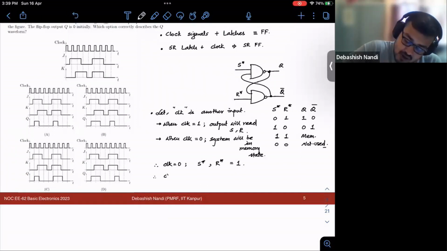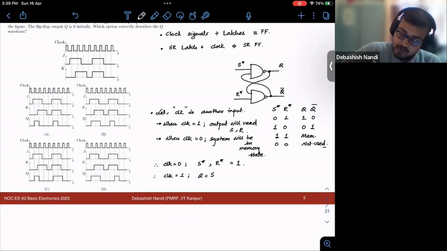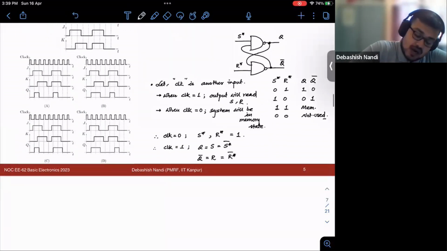And you want when clock is 1, your Q will be equal to your current input, let's say S, and that is S star bar. And your Q bar would be R, and let's say that is R star bar. Okay. So how can we do that?